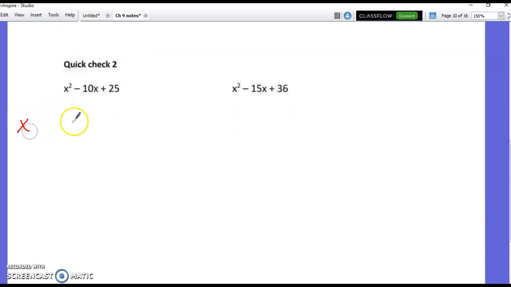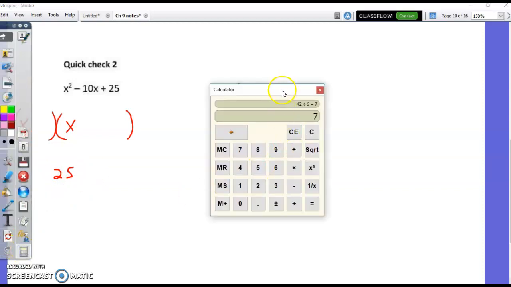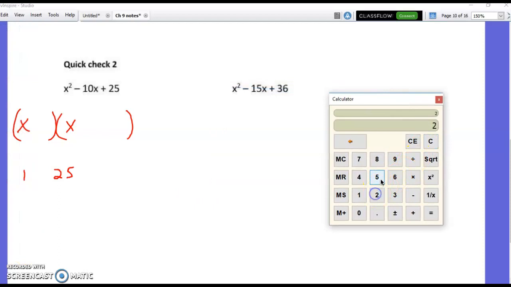So make your x's in parentheses. Now I'm going to list my factors of 25. So I have 1 and 25. Let's see, does 2 work for 25? Probably not, because it's an odd number. So 25 divided by 2, no. 25 divided by 3, no. 25 divided by 4, no. 25 divided by 5, yes.